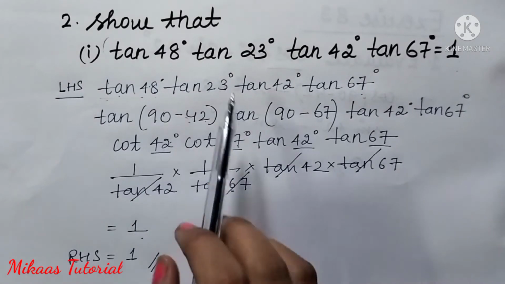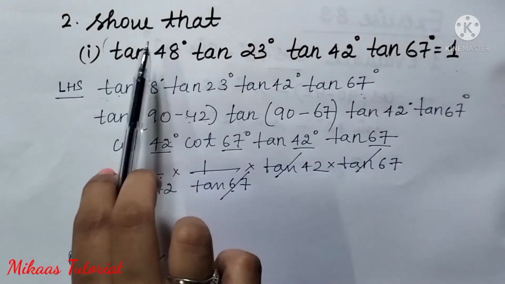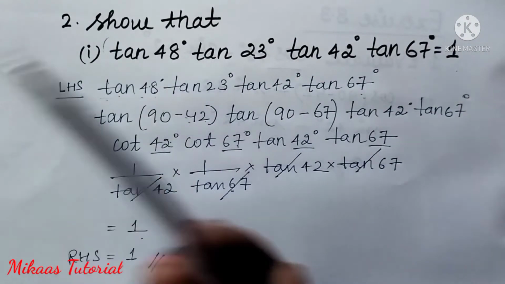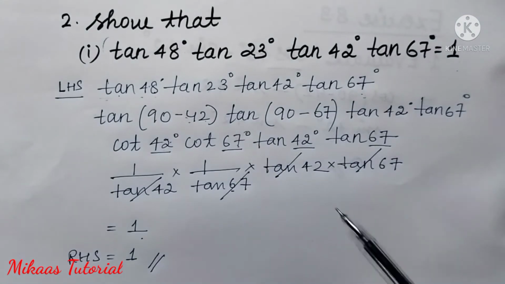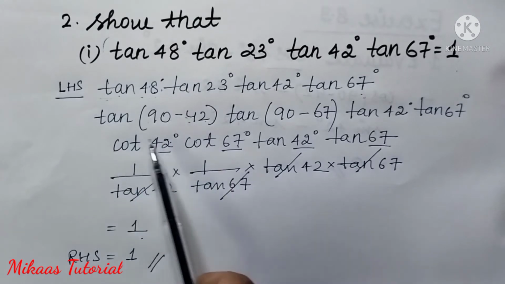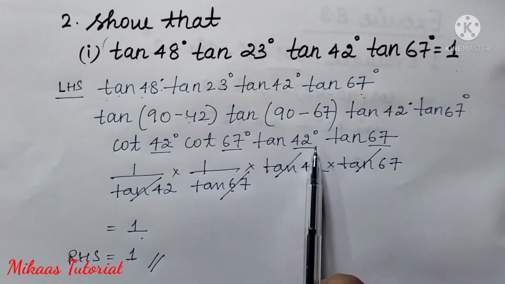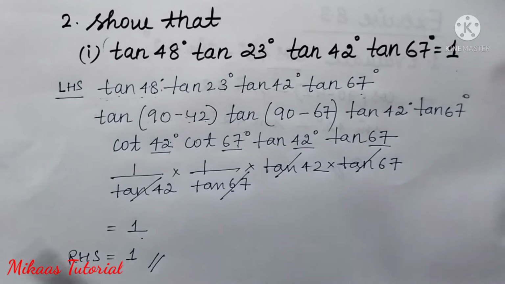See, a simple way. All are in tan, so you cannot cancel. So, convert any one of the values in the form of cot so that you can cancel it. If we write tan 48 as tan 90 minus 42, you will get cot 42. So, cot 42 you can write as 1 by tan 42. So, 1 by tan 42 into tan 42, you can cancel it. So, you should think in that way. All the questions will be tricky only. Simple thinking will make the question very easy. So, let us go to the next question.